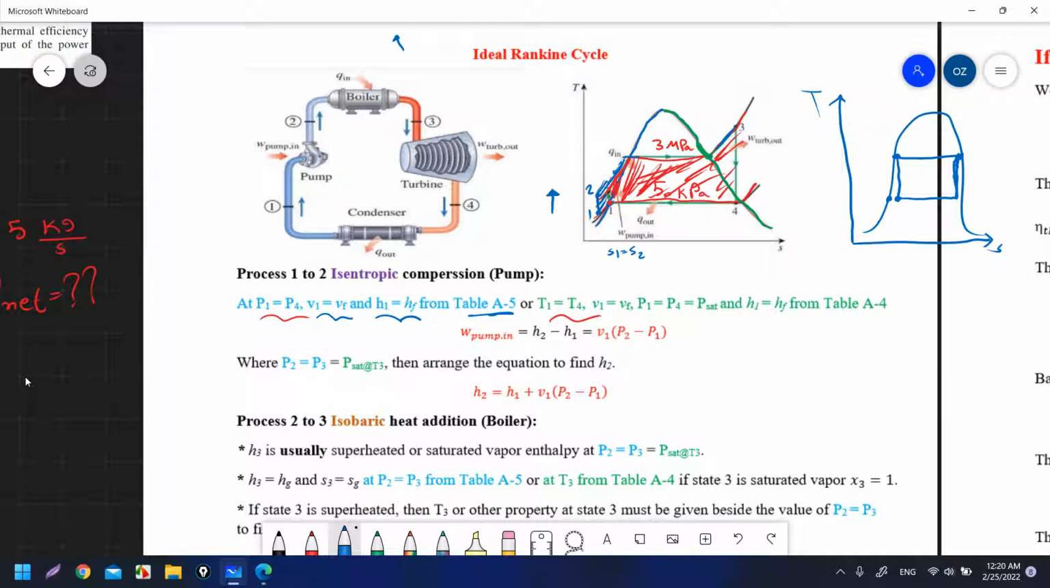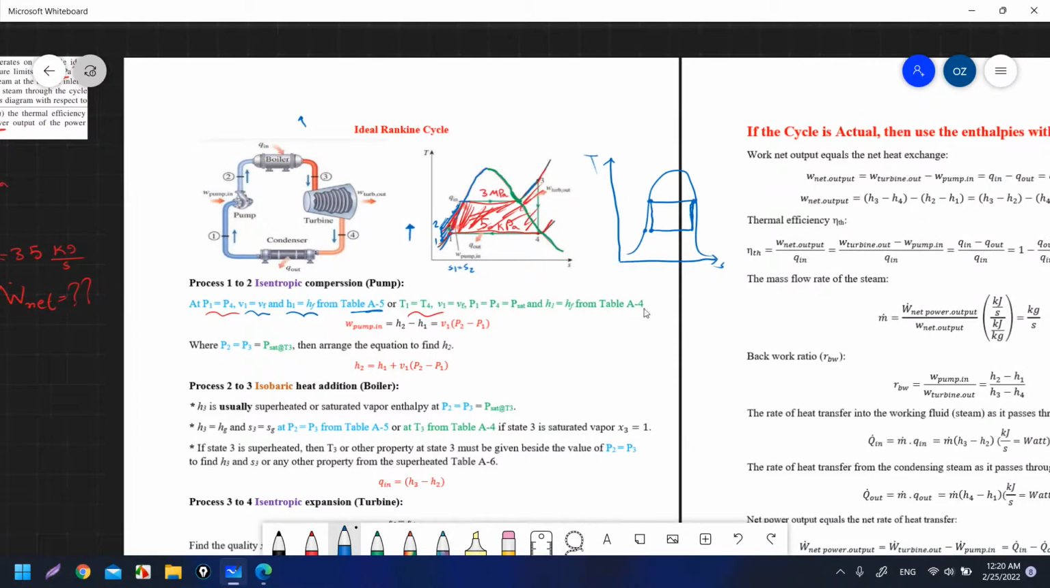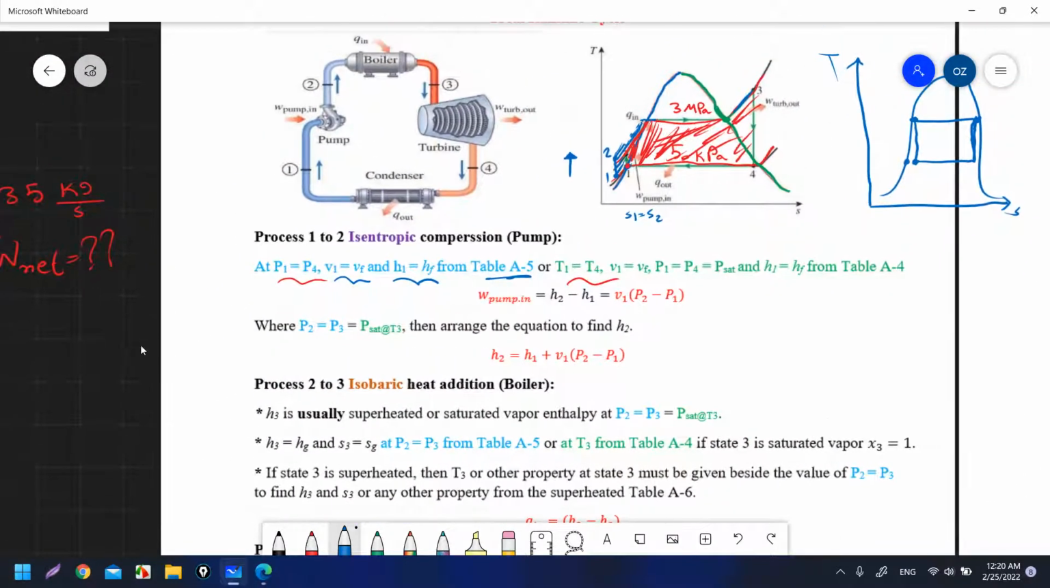Why am I doing this? Why v? Okay, we know that h1 is needed because the equations contain h1, but for v I want to find it because I need to find h2. h2 comes from this equation: the pump work in, from 1 to 2 between these two states in this process, is equal to h2 minus h1, and is also equal to v1 times (P2 minus P1).